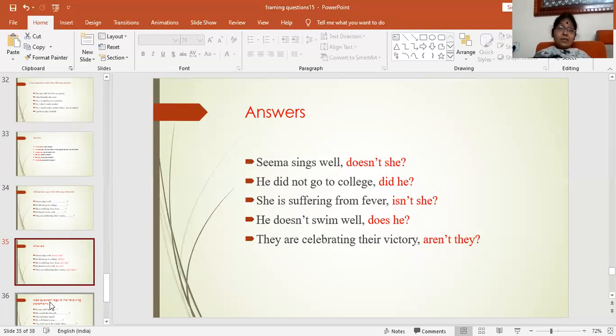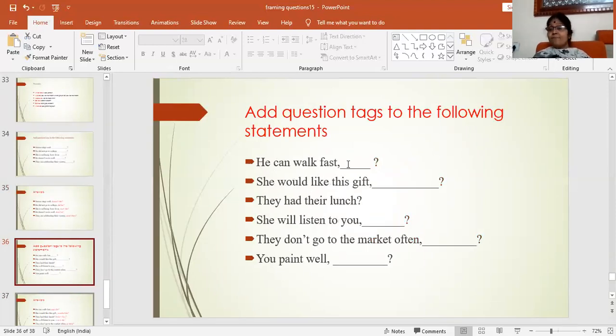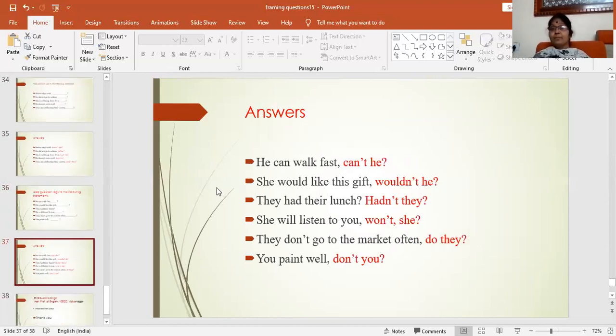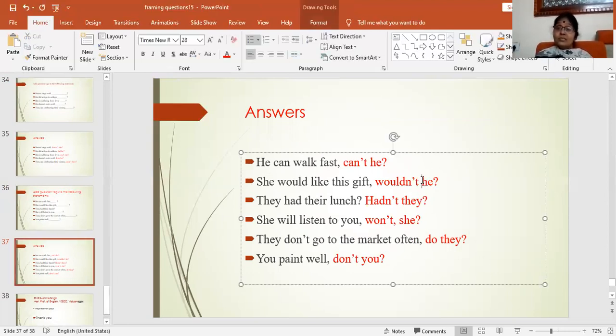Now, look at this. He can walk fast. She would like this gift. They had their lunch. She will listen to you. They don't go to the market often. You painted well. What could the tag be? He can walk fast, can't he? She would like this gift, wouldn't she?